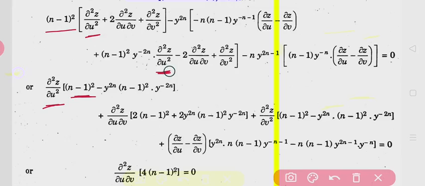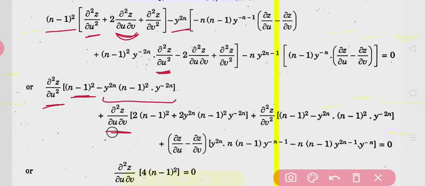ओके, ये टर्म आपकी किससे मल्टीप्लाई होगी y⁻²ⁿ से. सो माइनस ऑफ y⁻²ⁿ को इससे मल्टीप्लाई करेंगे तो y⁻²ⁿ एंड y⁻²ⁿ दैट बिकम्स 1. तो माइनस ऑफ (n-1)². ओके ओके, इन्होंने पूरा कंप्लीट लिखा है दिस वन. राइट. प्लस अब कोफिशिएंट हमें इसके कलेक्ट करने हैं ∂²z/∂u∂v के.